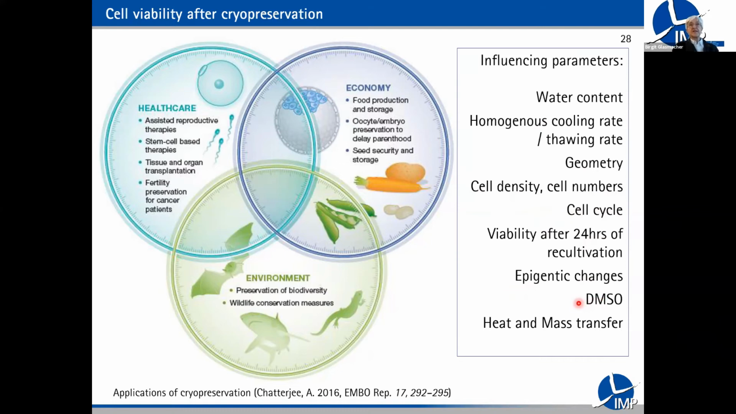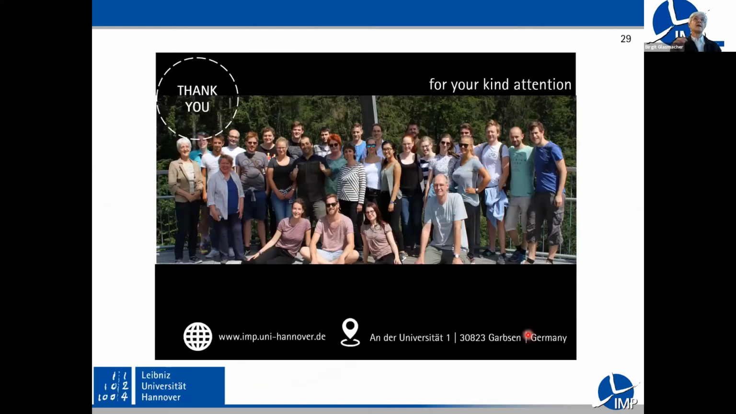Try to reduce DMSO. So we are now at the stage that we only use 2.5% DMSO. Of course, we try to develop electroporation methods so that we do not have to use DMSO anymore. And please be aware of heat and mass transfer and the impact of deep temperatures on these properties, like the coefficient of diffusion.